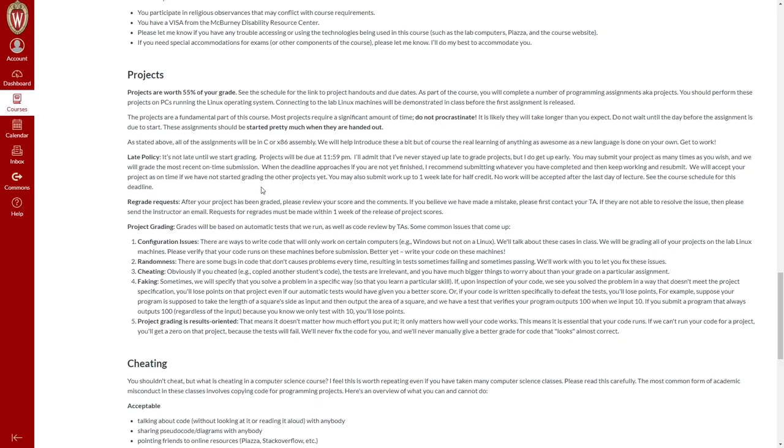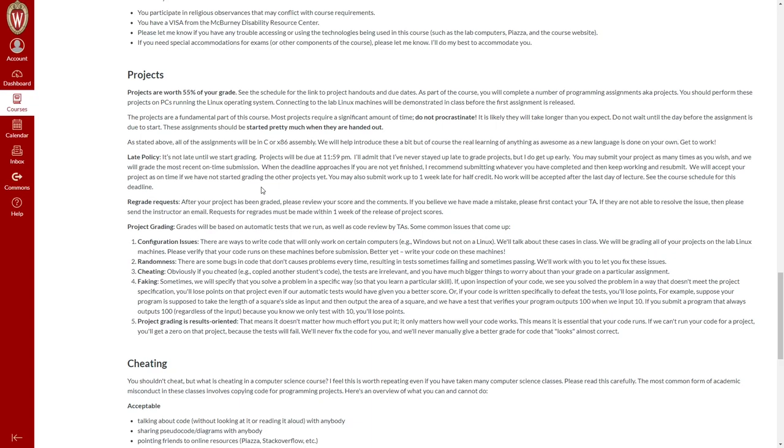Let's see here. Oh, my late policy. I like to think it's really generous. I'm not sure everyone agrees with me, but here's the idea. It's not late until we start grading things. All the projects will be due at 11:59 p.m., and we probably won't stay up late to start grading things. I have never done that. And you can submit the projects as many times as you like. So if the deadline approaches, if it's 11:58 p.m., go ahead, turn in what you've got done so far, and then keep working. And then if you get a little further, turn in a new version.